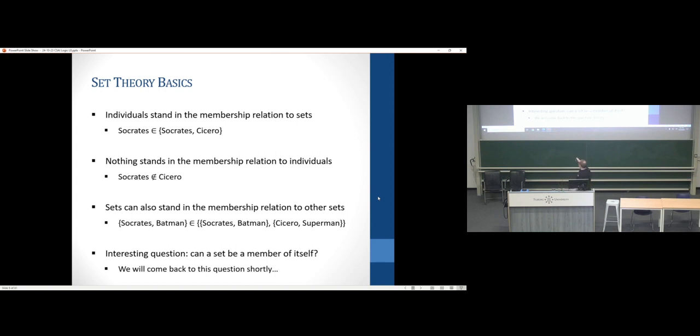Interestingly, though, sets can also be members. Sets can be members of other sets. So, for example, the set whose members are Socrates and Batman is a member of this set. And this highlights another thing about the notation. Note what we have, the outermost brackets telling us, okay, this thing is the set we're talking about. And this set has two members. And its two members are two sets. This one, the one with Socrates and Batman, and this one, the one with Cicero and Superman.